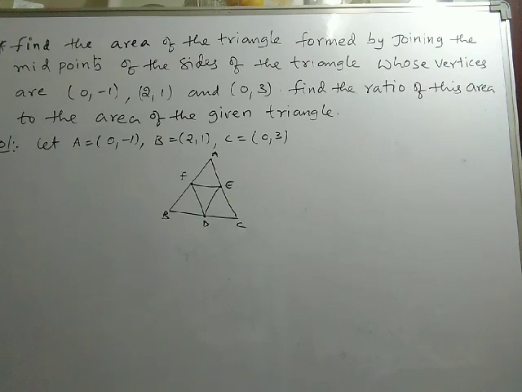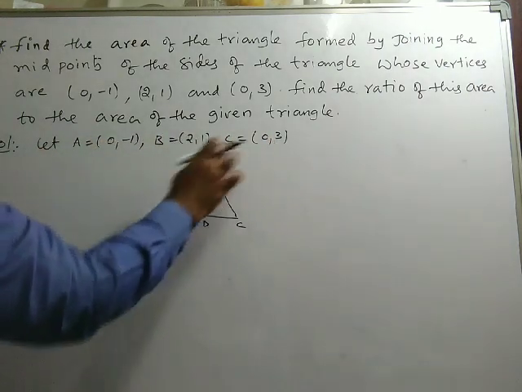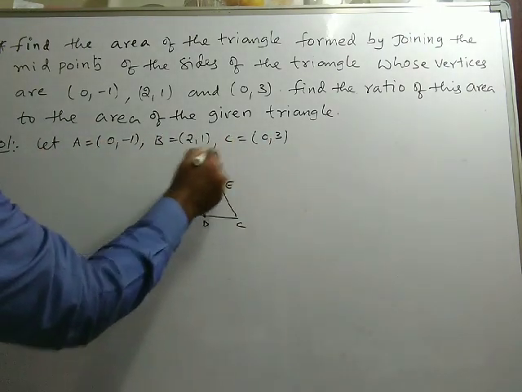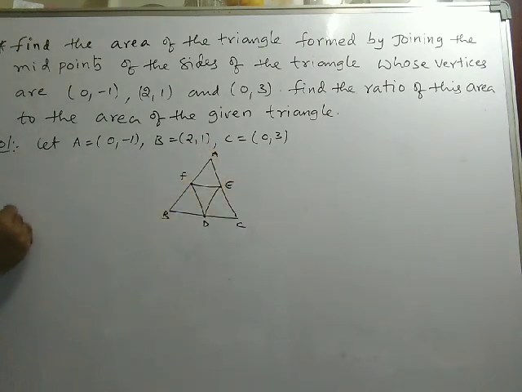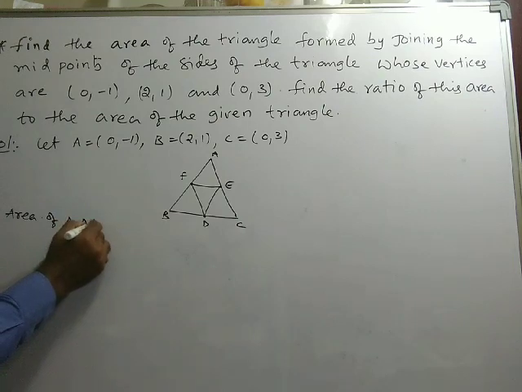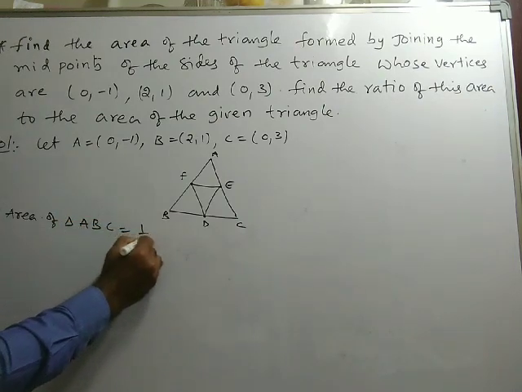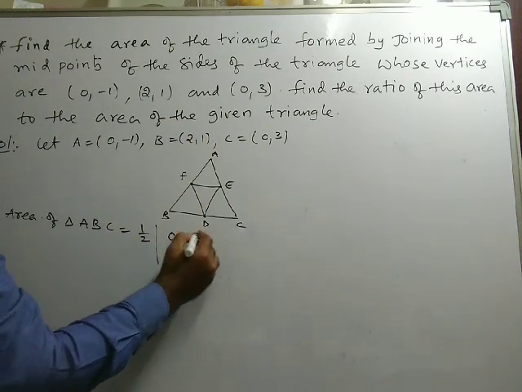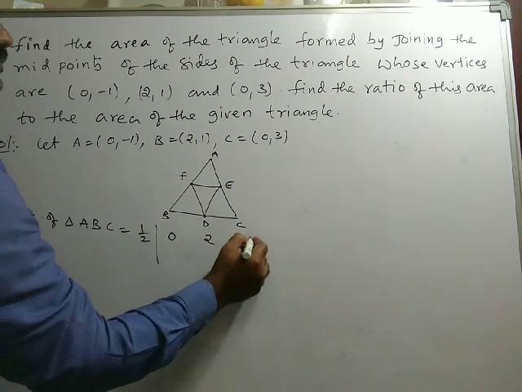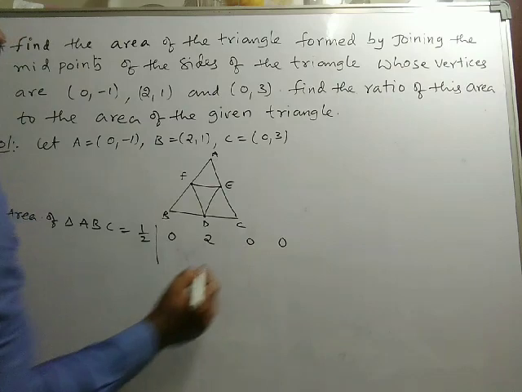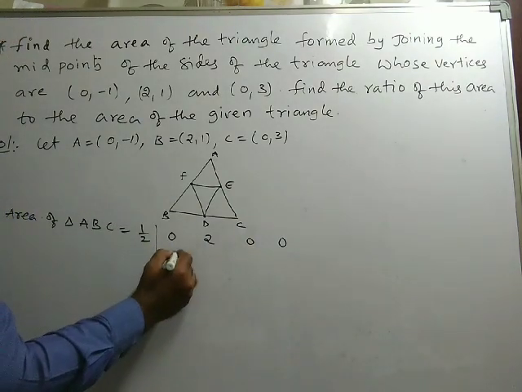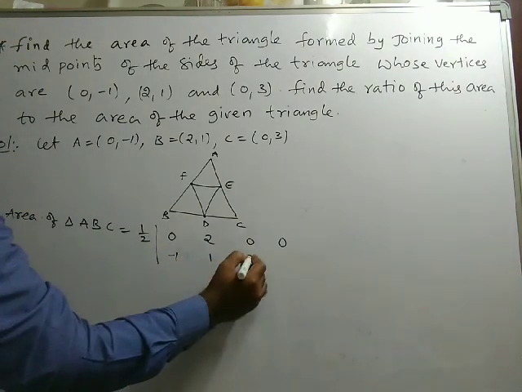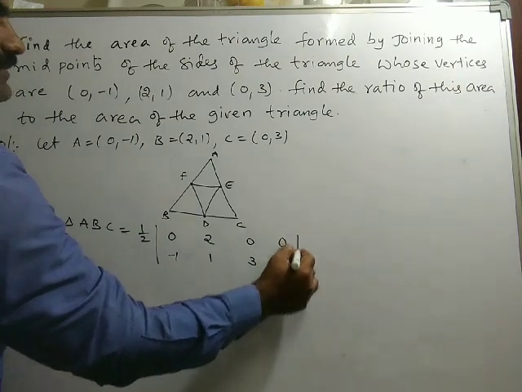Okay, leave it. First of all, since ABC are given, let me find out the entire area of triangle ABC first of all. Half modulus of, write down the x coordinates 0, 2, 0 and again 0. And coming to y coordinates -1, 1, 3 and -1.